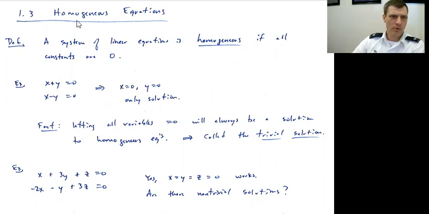So 1.3, homogeneous equations. Homogeneous is a word that comes from the Greek. Homo for the same, genus is type, same type. A system of linear equations is homogeneous if all constants are zero. They're all the same type.